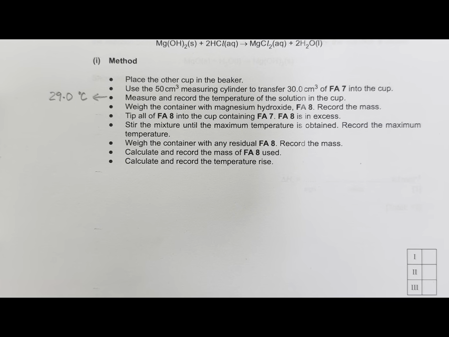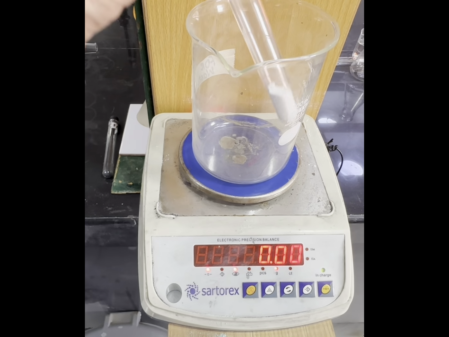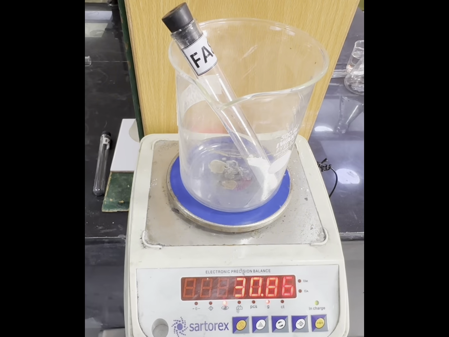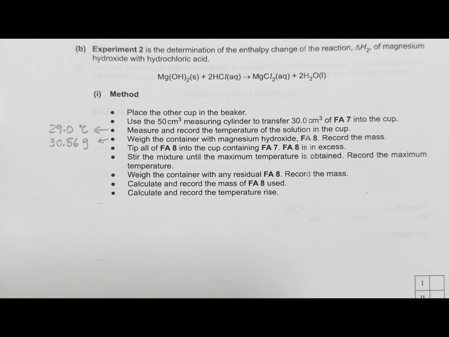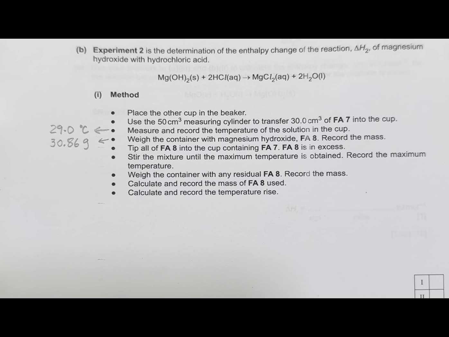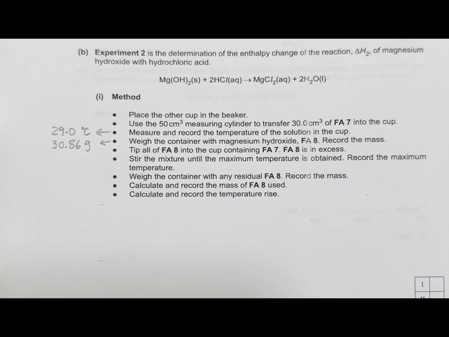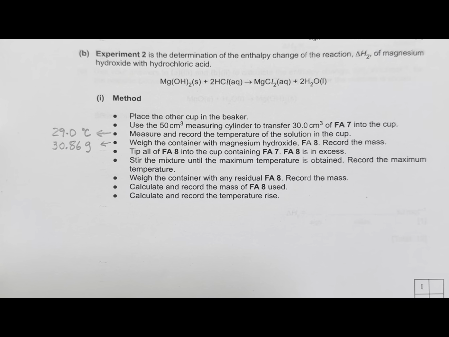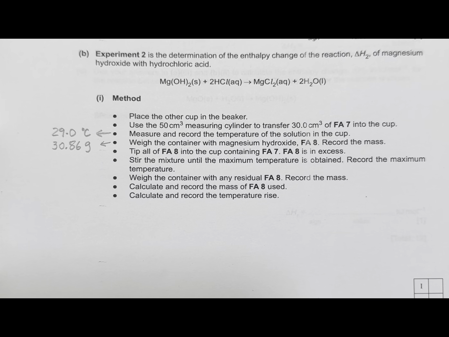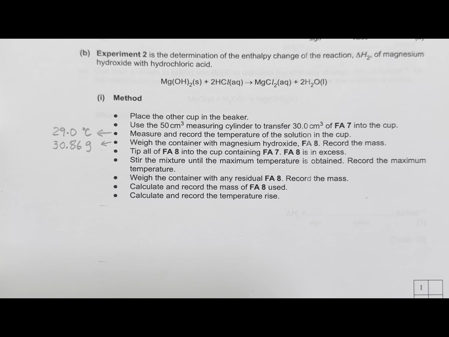The next part says weigh the container with magnesium hydroxide Fa8, record the mass. Now the weight of magnesium hydroxide Fa8 with container is 30.86. The next point says tip all the Fa8 into the cup containing Fa7. Fa8 is in excess. So this time it's not hydrochloric acid, it is magnesium hydroxide which is in excess. Stir the mixture until the maximum temperature is obtained. Record the maximum temperature. So let's do it now.